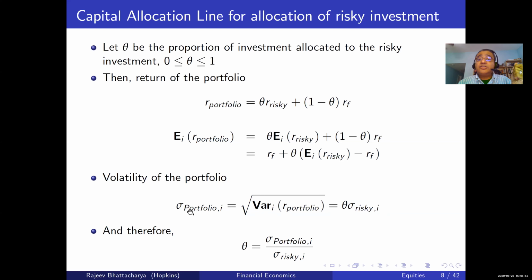So what is the reduction? Sigma portfolio minus sigma risky equals 1 minus theta times sigma risky, the amount of your investment that goes to the risk-free asset. So theta equals sigma of the portfolio divided by sigma of the risky asset, right? This theta, if it is less than 1, is the reduction in portfolio risk that you are achieving by mixing in risk-free assets.